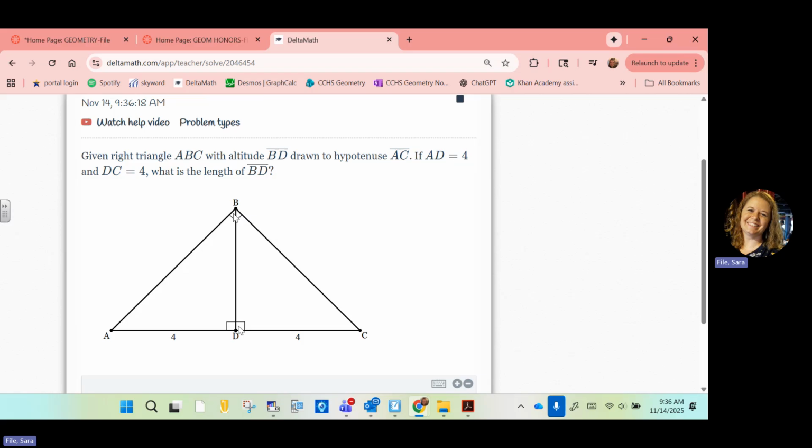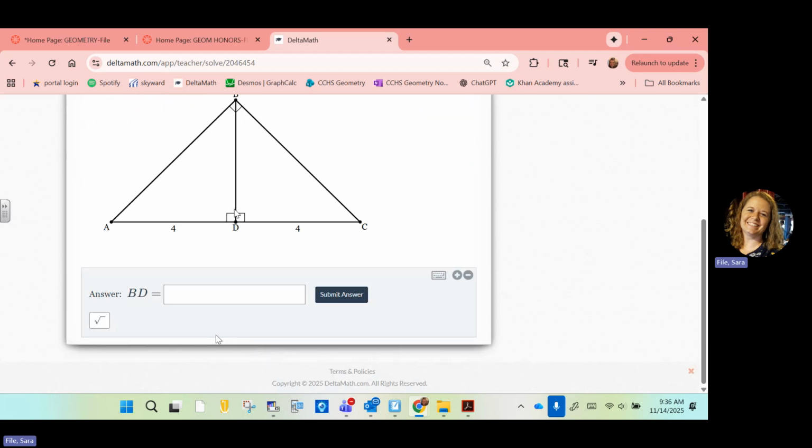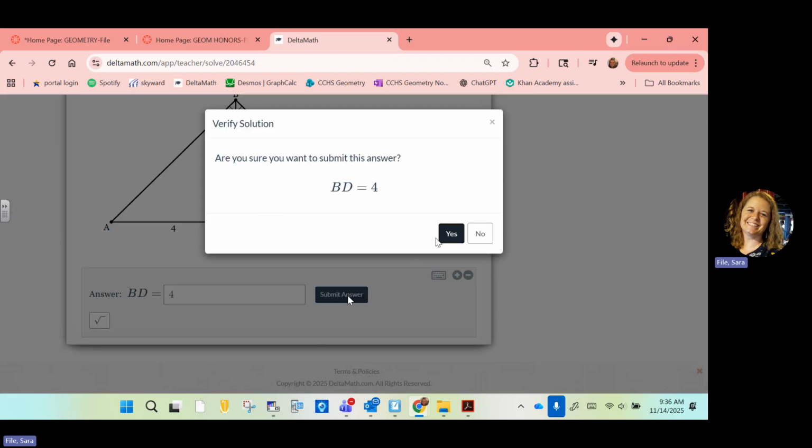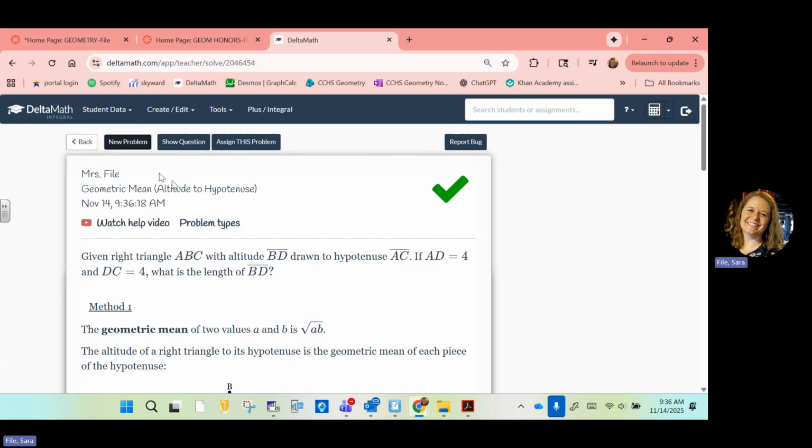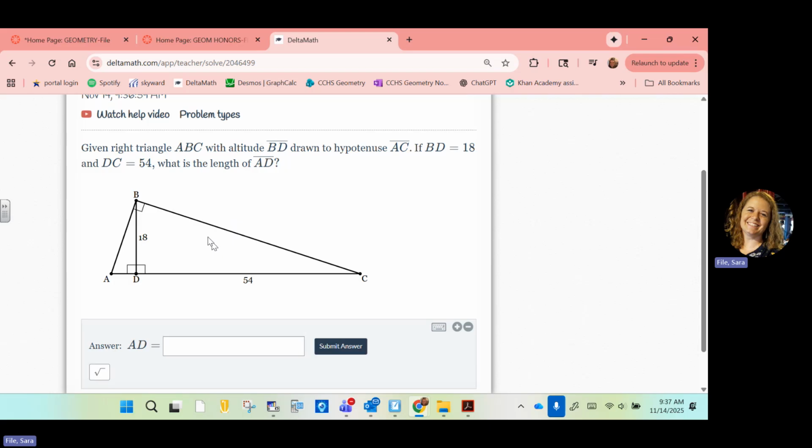Okay, the altitude rule is similar to the leg rule, but it's the altitude squared is equal to the piece times piece. Okay, so what is 4 times 4? 16 is the altitude squared. So what's the square root of 16? So this one happens to also be 4. Okay, they don't all come out that way. They're not all like that. Let's get one that's not the same.